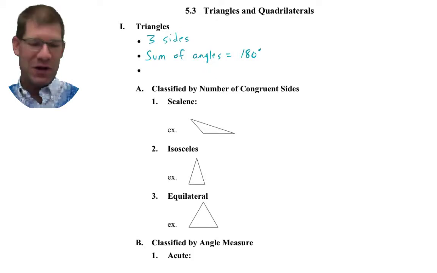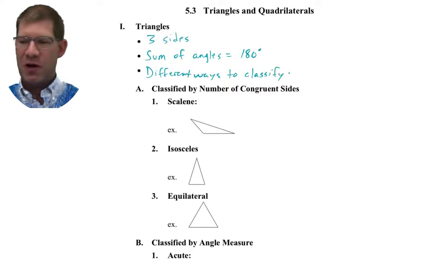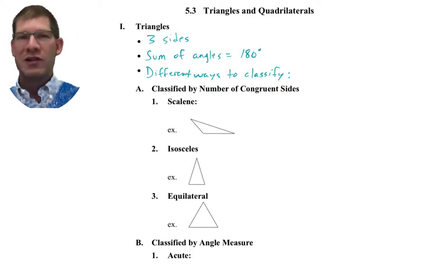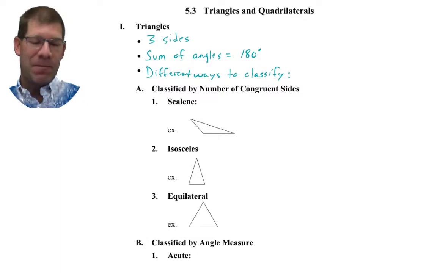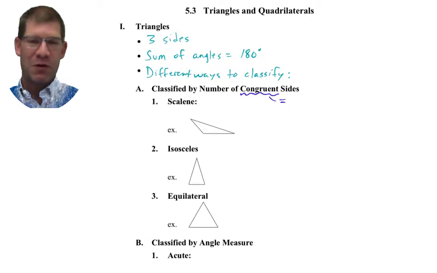Now we have different ways to classify them. So my third point is different ways to classify. Really, we're talking about ways to break them into groups. Like in our classroom, you could break people up into teachers and students, or boys and girls. We're going to do that same sort of thing with triangles. The first way is by the number of congruent sides. Congruent is really just the geometry way of saying equal, but we'll say congruent instead of equal when we do geometry.